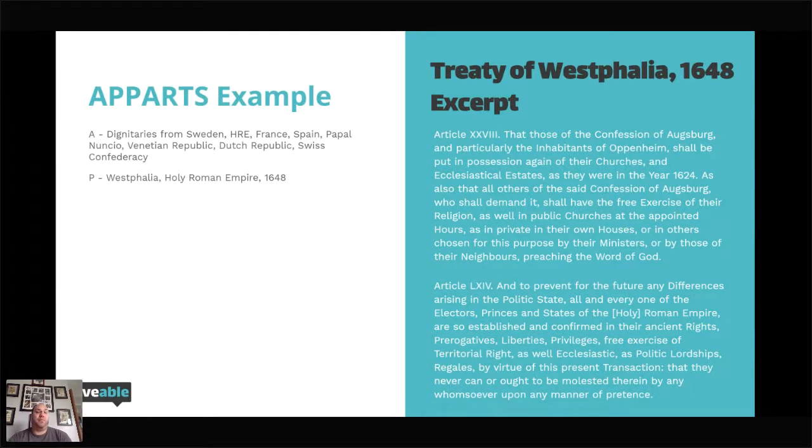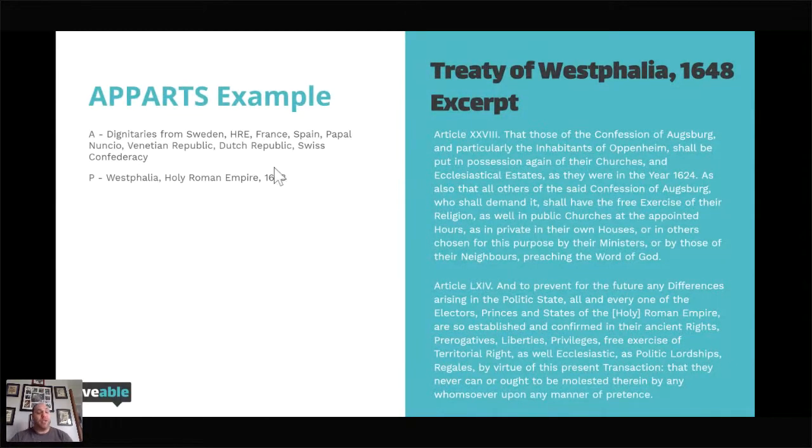This is where that previous knowledge comes in. The Holy Roman Empire is made up of lots of different German principalities. There's over 300 of them. They elect a Holy Roman Emperor. They are divided at this time frame between the Lutherans in the north and Catholics in the south. They're fighting for control over what would become modern-day Germany.